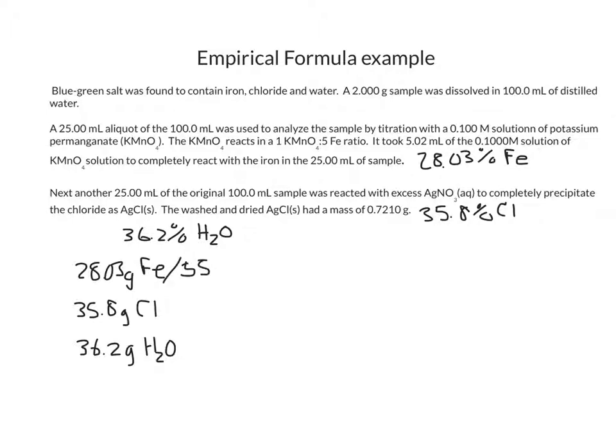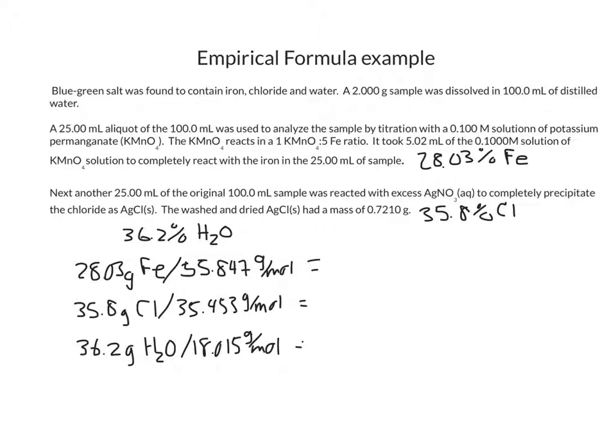So 55.847 grams per mole for the iron, divide by 35.453 grams per mole for the chlorine, and divide by 18.015 grams per mole for the water. And so I will end up with the number of moles in 100 grams of each of these, and I get 0.501 moles of iron, and I get 1.01 moles of chlorine, and 2.01 moles of water.